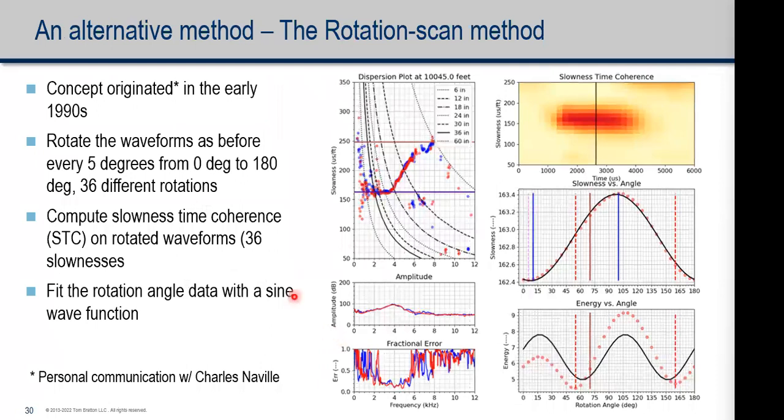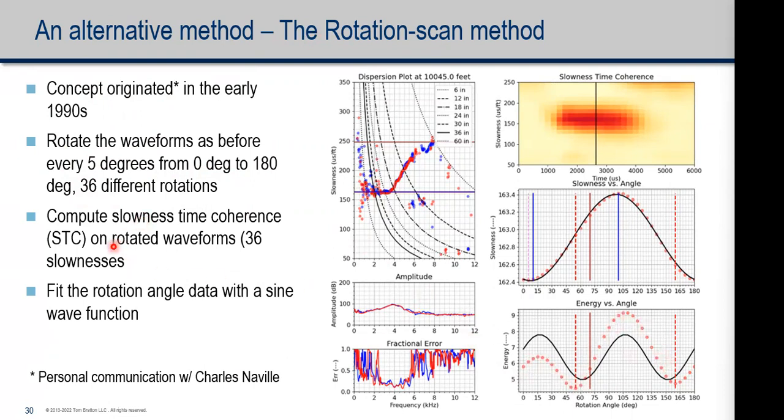The alternative method that I began doing, and I want to give credit to Charles Neville, who is on the call today, they were doing this in the early 1990s, even with third generation sonic tools. We call this the rotation scan method. We rotate the waveforms just like we've always been doing, but we do it 36 times, every 5 degrees from 0 degrees to 180 degrees. Those are the red dots that you see here.